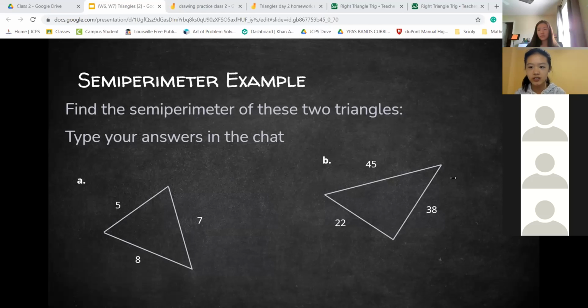Okay, yeah. It looks like almost all you guys got it. So you just add up the side lengths of the triangle and divide by 2. So for A, it would be 5 plus 8 plus 7 divided by 2, which would be 10. And for B, it would be 45 plus 22 plus 38, all of that divided by 2, which is 52.5. That's it. That's the semi-perimeter. That's just the S in the formula.